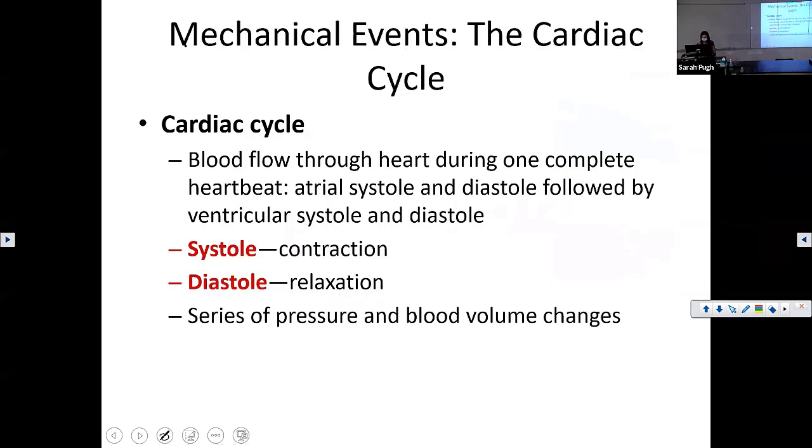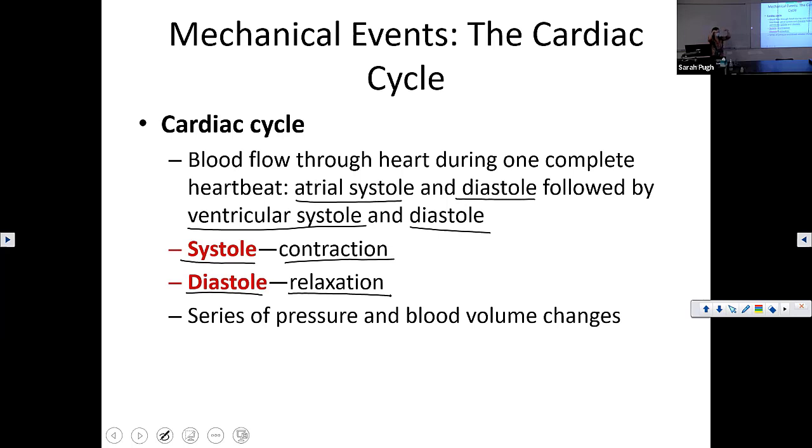So let's go back. The first thing I want to walk you through is that the cardiac cycle is what is happening during one complete heartbeat. What we mean by that is atrial systole and diastole, followed by ventricular systole and diastole. What does that mean? The term systole means contraction. The term diastole means relaxation. So we are looking at the atria contracting and relaxing, and the ventricles contracting and relaxing. That is what the cardiac cycle looks at.